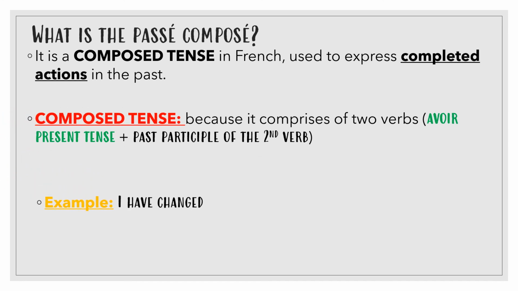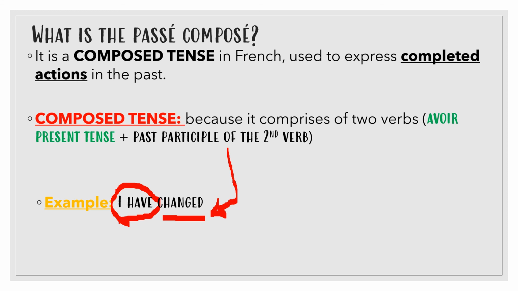So for example, if we're looking at the sentence, I have changed, right? The sentence is I have changed or I changed. Okay, both of them are correct. We use both of them in English. All right, so right here we would have avoir conjugated in the present tense, and change represents what we call the past participle. Yes?